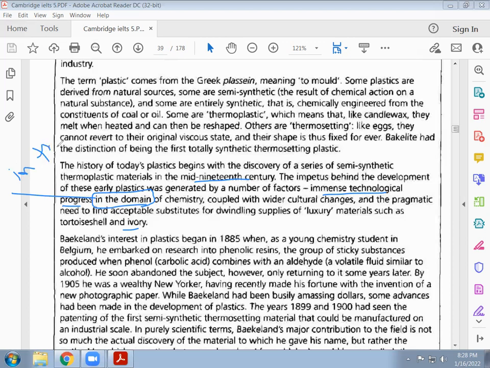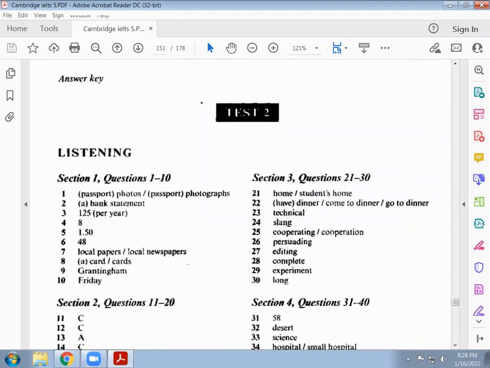So now you can know what is the answer. Our answer number 3 is chemistry. So answer number 1 is candle wax. Answer number 2 is synthetic. And answer number 3 is chemistry. Okay. Let's check the answer key, whether our answers are right or wrong. Whatever we have selected now, we'll check the answer key.